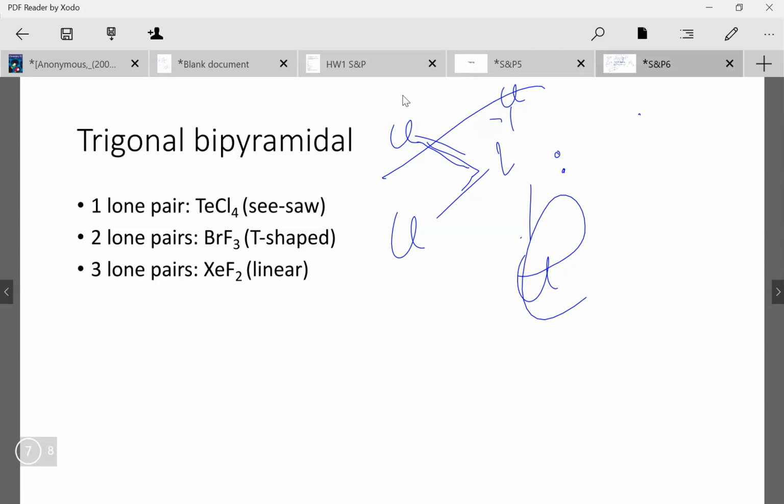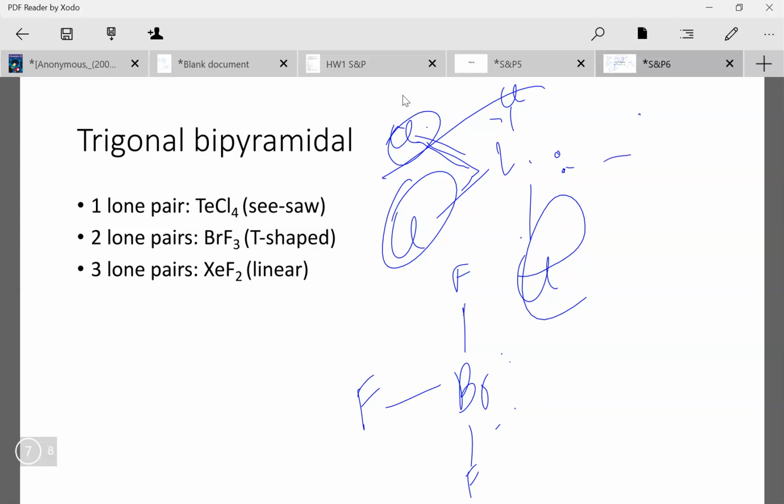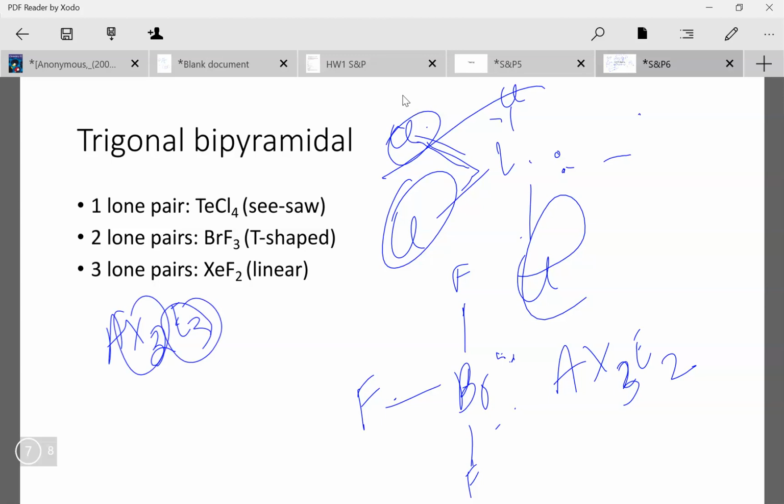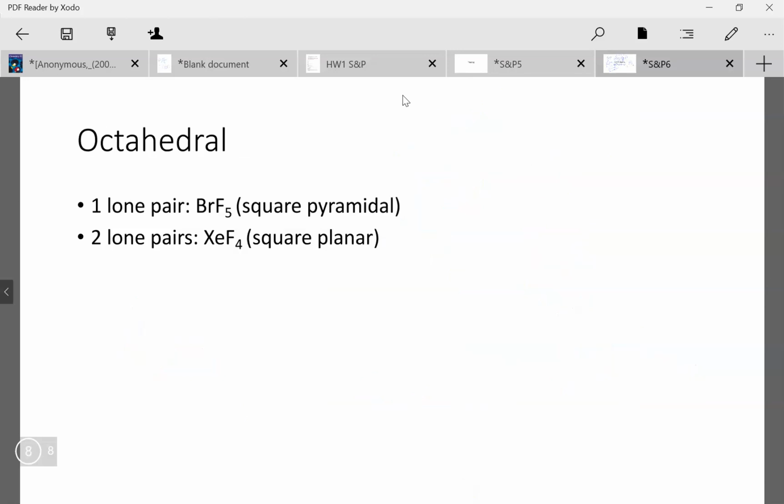Again, BrF3, if you remove one more of these bonds, you get a T shape. It looks like a T basically. Both of these have been replaced essentially with lone pairs, and the bond is over here. So you have basically a T, which is AX3E2, and the linear is AX2E3, where you have 3 lone pairs and 2 bonds. Again, it looks linear basically. XeF2 is an example of that. So those are the extensions of trigonal bipyramidal.